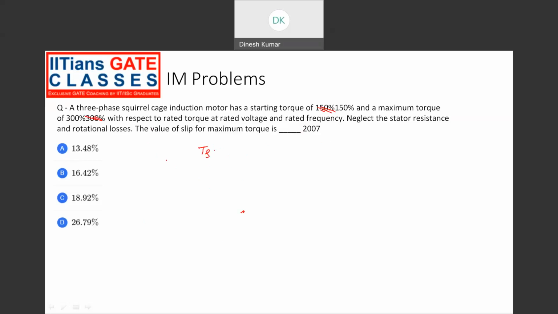Earlier we have done the derivation, right? The ratio of starting torque by maximum torque equals 2a by 1 plus a square. They're asking us to find the value of slip at maximum torque.